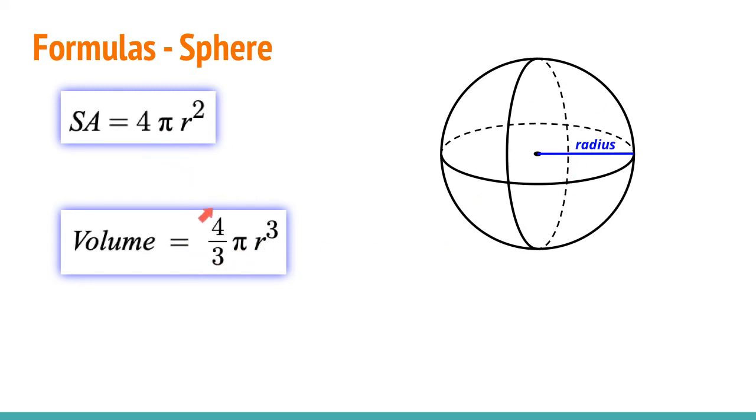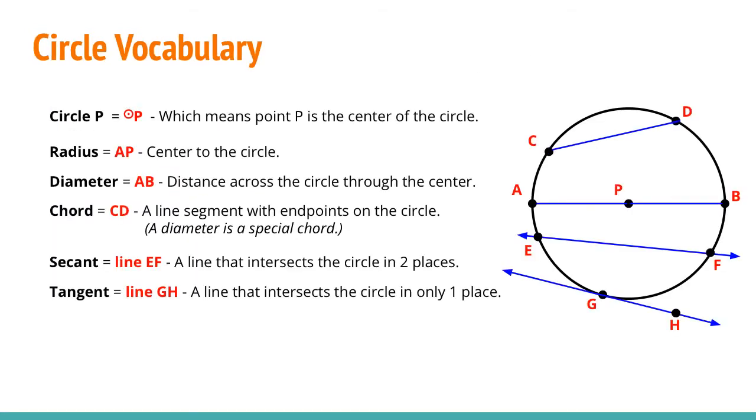If you want to know where these formulas come from, we have some videos built into our assignments that help explain them. Now let's talk about circle vocabulary that you need to be aware of to be successful with this part of the chapter. When you see a little circle with a P here, that just means that P is the center of the circle.